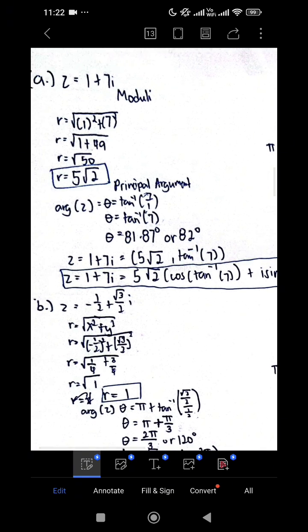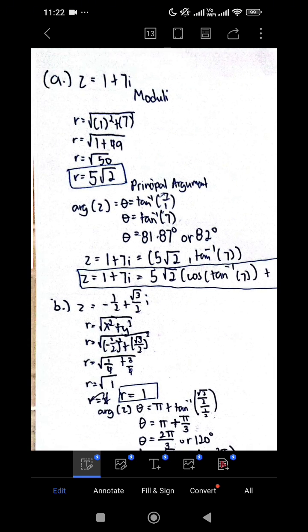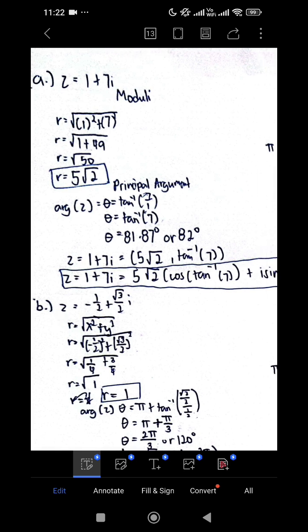Then we need the principal argument. So arg z, theta is equal to tan raised to negative 1 of 7 over 1. Then theta is equal to tan negative 1 of 7. Then we will get the value, theta is equal to 81.87 degrees, or simply 82 degrees if we round.